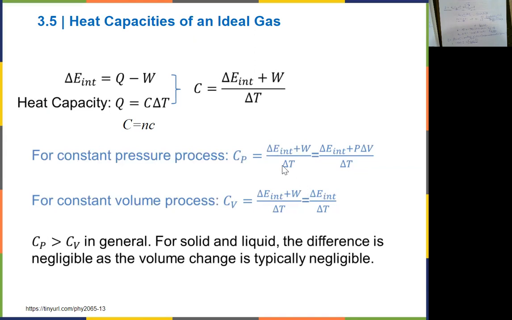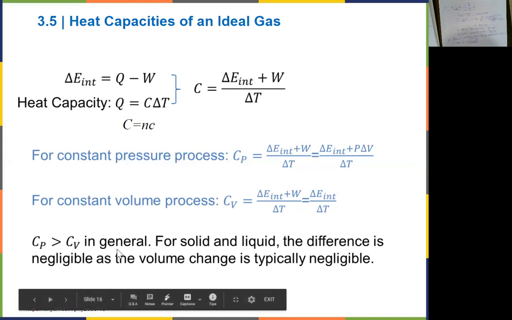So you can look at these two heat capacities, the heat capacity under constant pressure and the heat capacity under constant volume. You can see in general for a constant pressure process, heat capacity will be larger than the constant volume process because it has an extra term of P delta V. So in general, Cp is greater than Cv, but this is for gas.